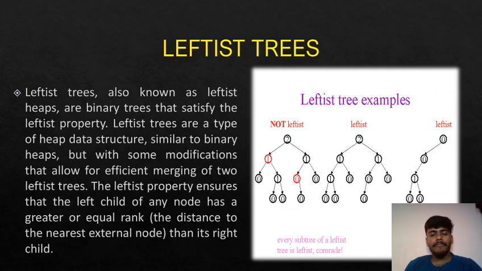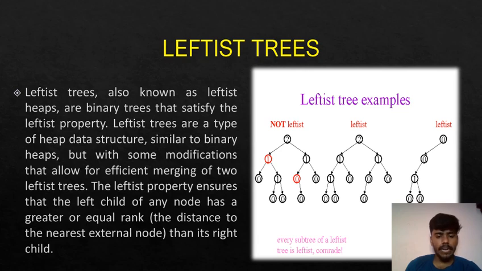Then the leftist trees. Leftist trees are also known as leftist heaps, binary trees that satisfy the leftist property. Leftist trees are a type of heap data structure similar to binary heaps. You can see a not-leftist-tree example and leftist tree examples. Similar to binary heaps but with some node modifications that allow for efficient merging of two leftist trees. That one is not a leftist tree.